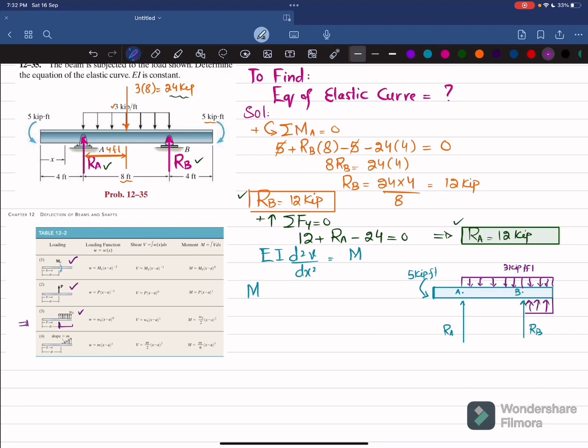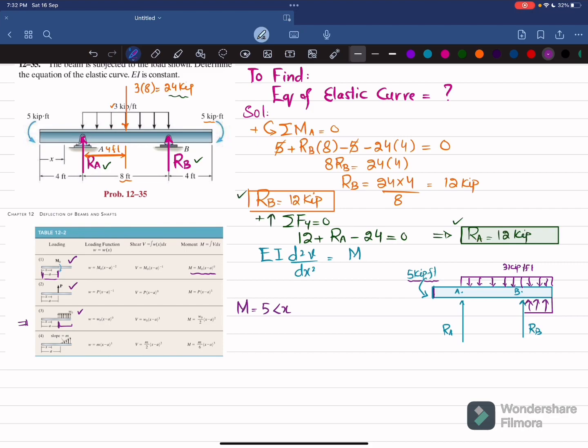Now we will apply the equation of moment. So you can see from the table, the first load is the moment, so we'll go to the moment equation, which is this one. Here the moment M naught is 5, so 5 into the Macaulay bracket x minus a. Since this is the load at distance a, and in this case the moment is at this point, a is equal to 0, so x minus 0 power 0. Also, you will have to be very careful: here the moment is counterclockwise, so it will be negative. For clockwise, the moment equation will be plus, and for counterclockwise, we will put negative.